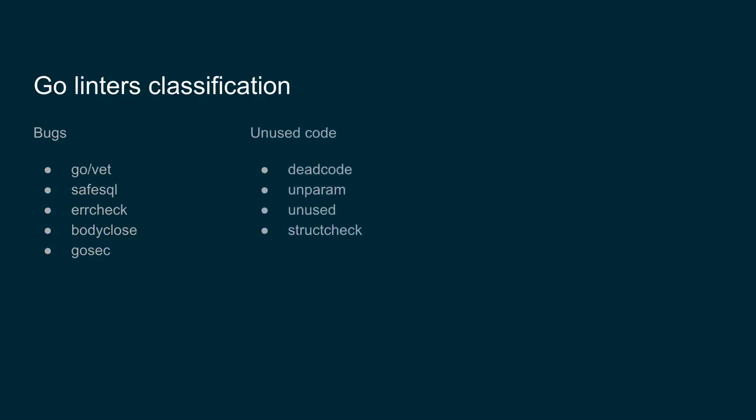Okay, so then there is unused code, which is quite obvious. Dead code, that is just dead code. Unparam and unused report things like unused structs and unused code. Unparam is for unused params in functions. And structcheck is actually for global variables or constructs that are also unused.